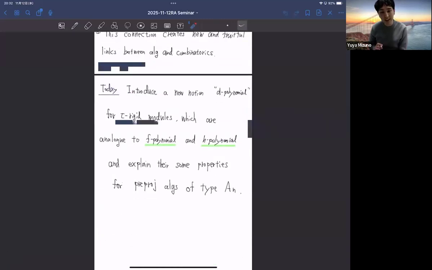Following this direction, in this talk, we introduce a new notion called d-polynomial for tau-rigid modules. They are regarded as an analog of the classical notions called f-polynomials and h-polynomials. We can define these d-polynomials for any finite dimensional algebras, but in this talk, we mainly discuss preprojective algebras, in particular type A_n, and explain its property and the connection with classical Euler polynomials.